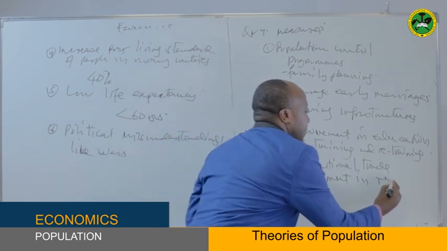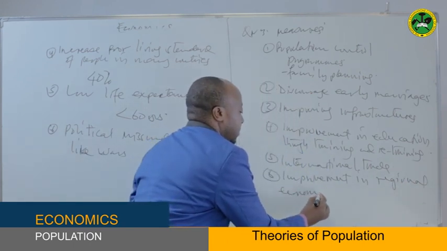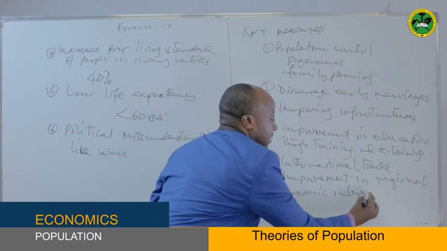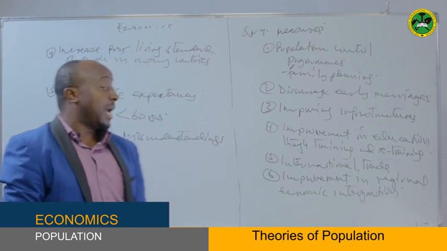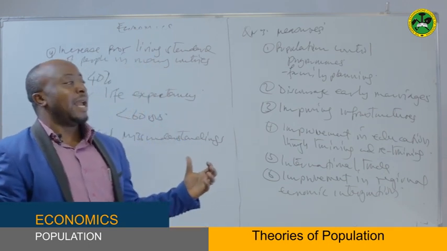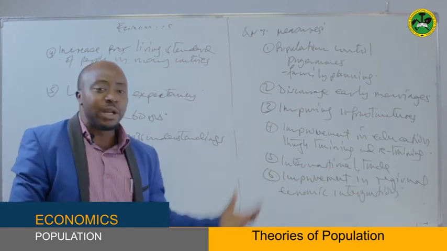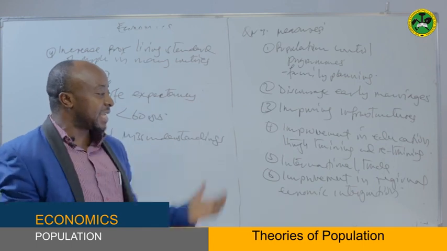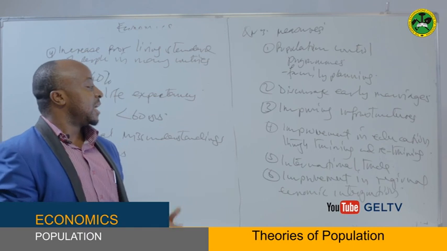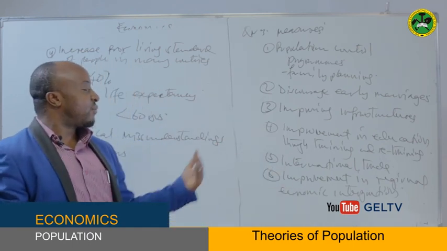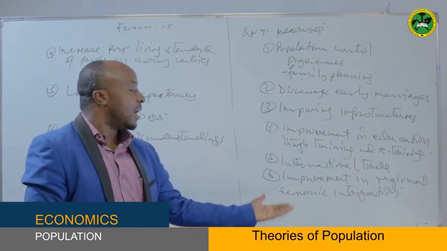And finally, we have to improve regional economic integration. So again here, we can improve our involvement in regional economic integration, like the East African Community, the SADC, and the other integrations in which we are members. We can improve our involvement so that during a shortage of food, we can import food at cheaper or lower prices. In that case, we might reduce the shortages.